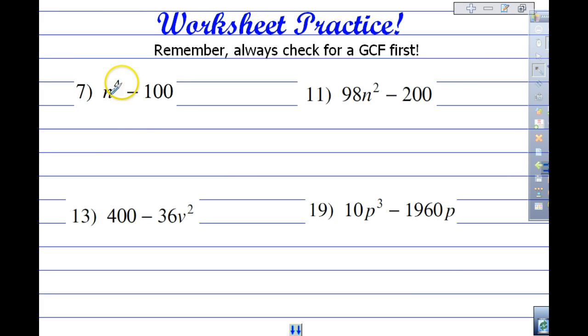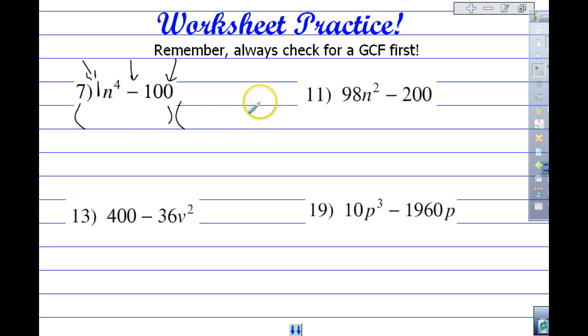Is it okay that it's n to the 4th? Yeah, because we still have a perfect square. It's still a 1, right? That's a perfect square. And we have 100. So we have 2 perfect squares, and we have a difference. So yeah, it still works.